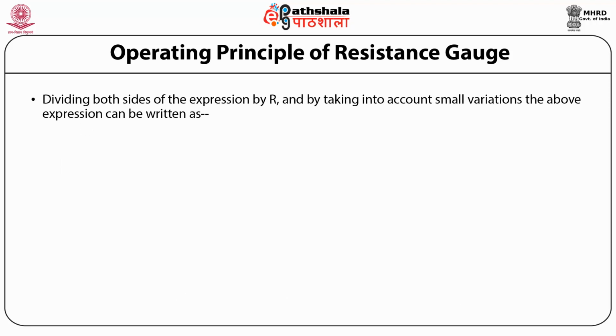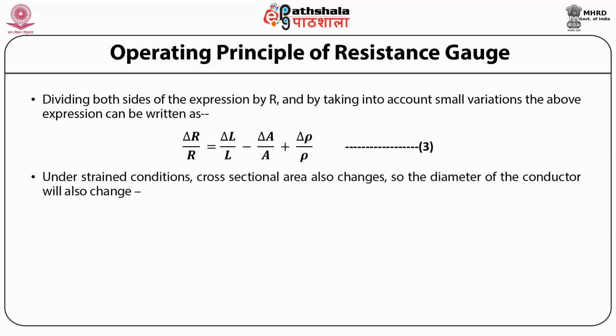Dividing both sides of the expression by R and taking into account small variations, the above expression can be written as ΔR/R equals ΔL/L minus ΔA/A plus Δρ/ρ. This is equation 3. Under strained conditions, the cross-sectional area also changes, so the diameter of the conductor will also change.